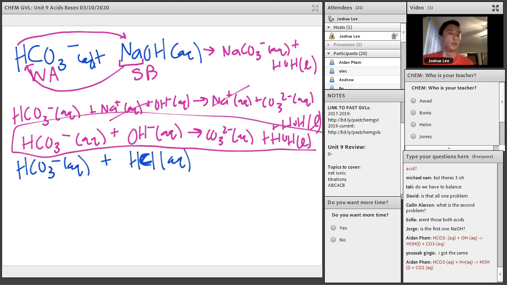So if you wanted to do it the shortcut way, what you would have done is, hey, I know this is a weak acid, so I'm just going to rewrite it. I know this is a strong base, so I'm just going to write it as OH minus. And then you just have to remember what acids and bases do. Acids will donate an H plus, and bases will receive it.